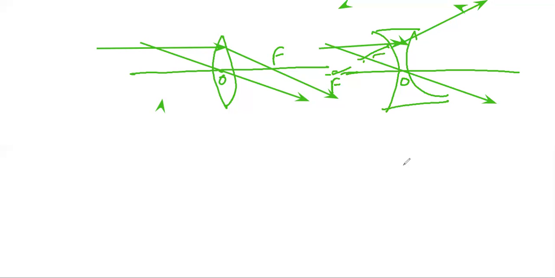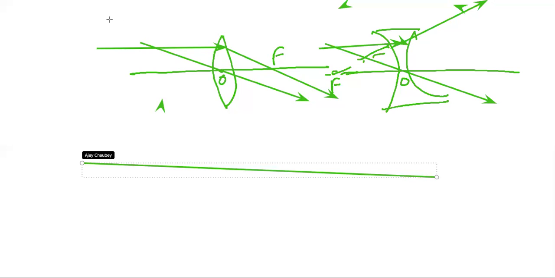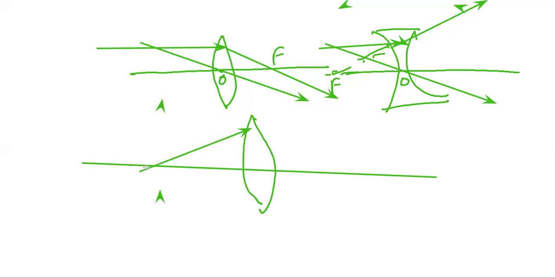So one more principle is there which you have to study, that is in case of a convex lens, this is your convex lens. The rays will come from a point like this.